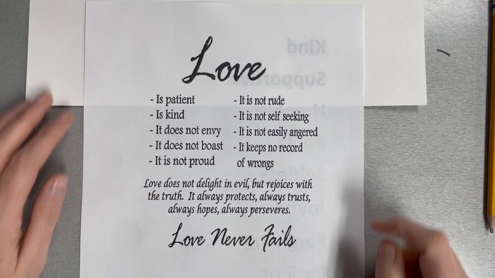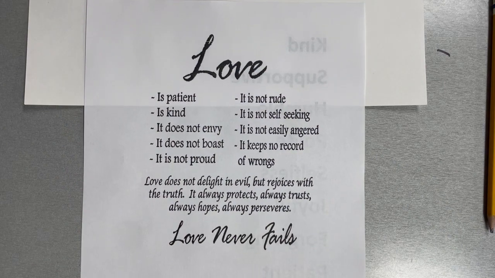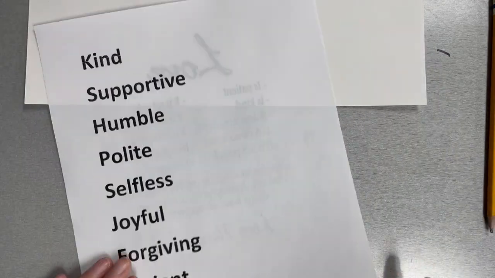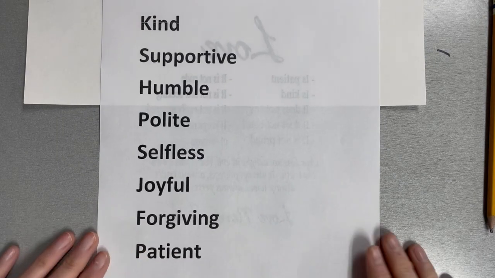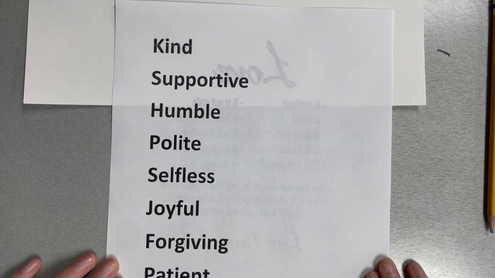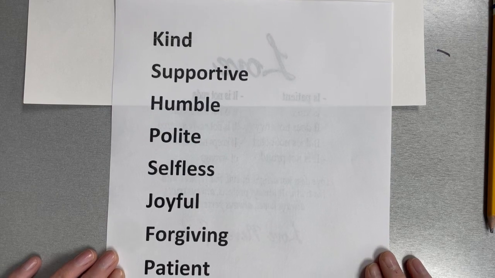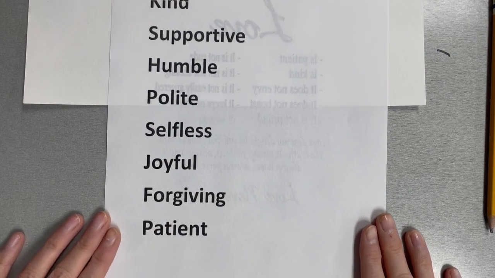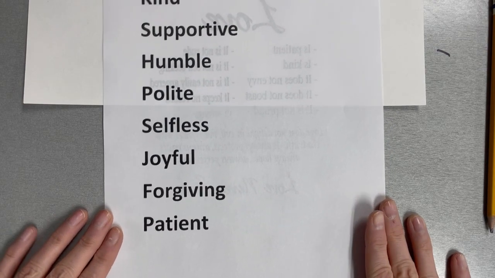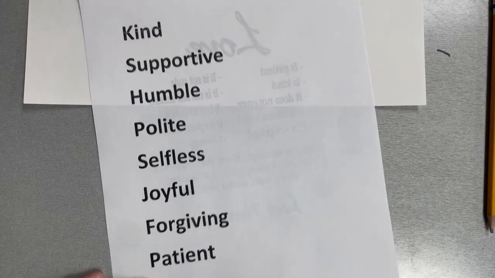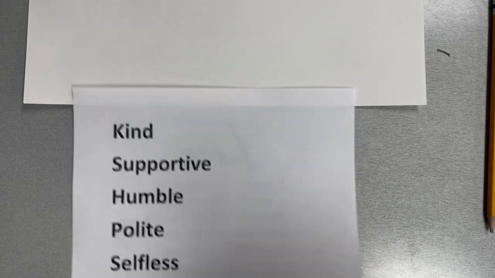On the back of this paper, there are some words written that really promote love. What love is? Well, love is kind. So you can ask, am I kind? Am I supportive? Am I humble? Am I polite? Am I selfless? Am I joyful? Am I forgiving? And am I patient? Now pick the word you like the best.